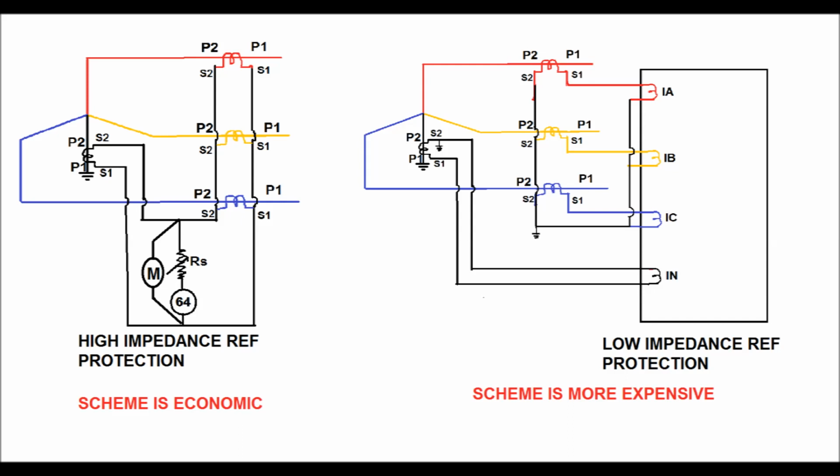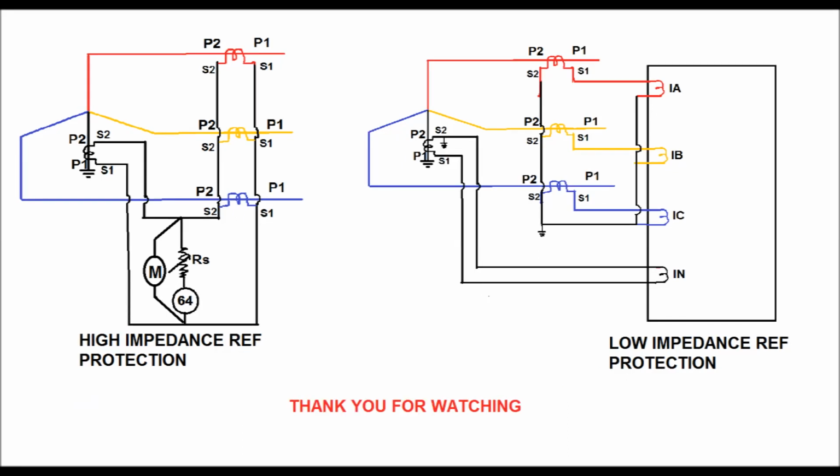So in terms of cost, high impedance REF protection relay is economic, but in case of low impedance REF protection, since it is a numerical relay, it is more expensive compared to the high impedance REF protection relay. So these are the key differences between high impedance REF protection and low impedance REF protection relay.